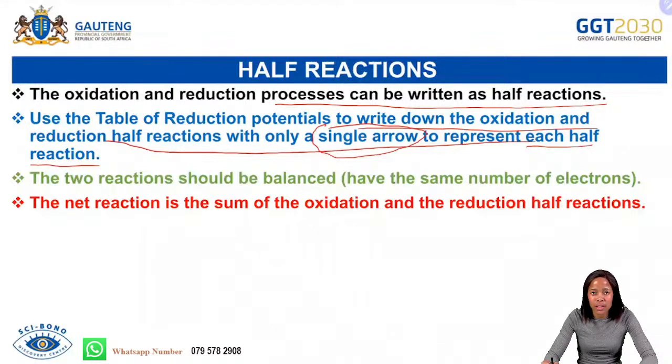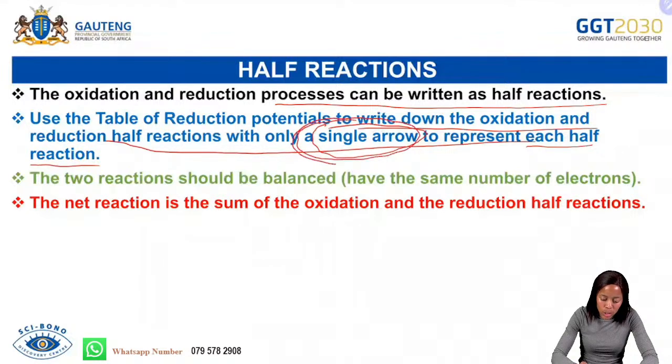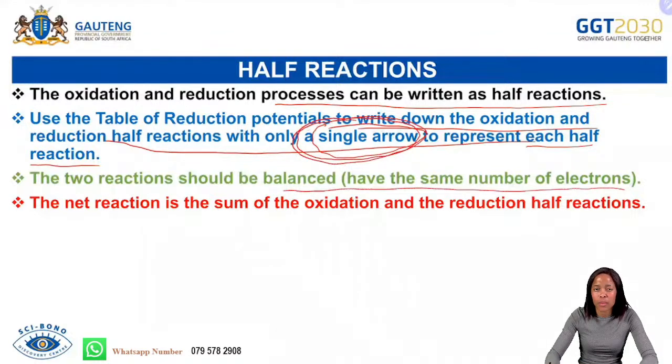But when we have now finally decided that this one is my oxidation half reaction or this one is my reduction half reaction, you need to make sure that you are only going to use a single arrow, not 2 arrows. Okay. Then it says the 2 reactions should be balanced. That is, they should have the same number of electrons.